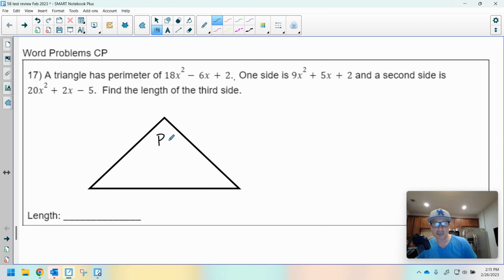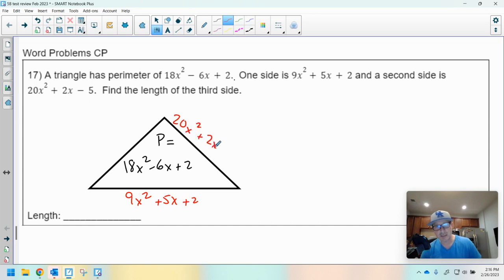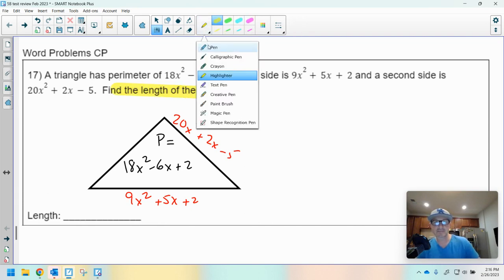I like to put P equals, and I like to put that perimeter right in the middle there, 18x squared minus 6x plus 2. They tell you that one side, I'll put it down here on the bottom, one side is 9x squared plus 5x plus 2. They tell you that another side is 20x squared plus 2x minus 5. And then they want you to find the length of the third side.